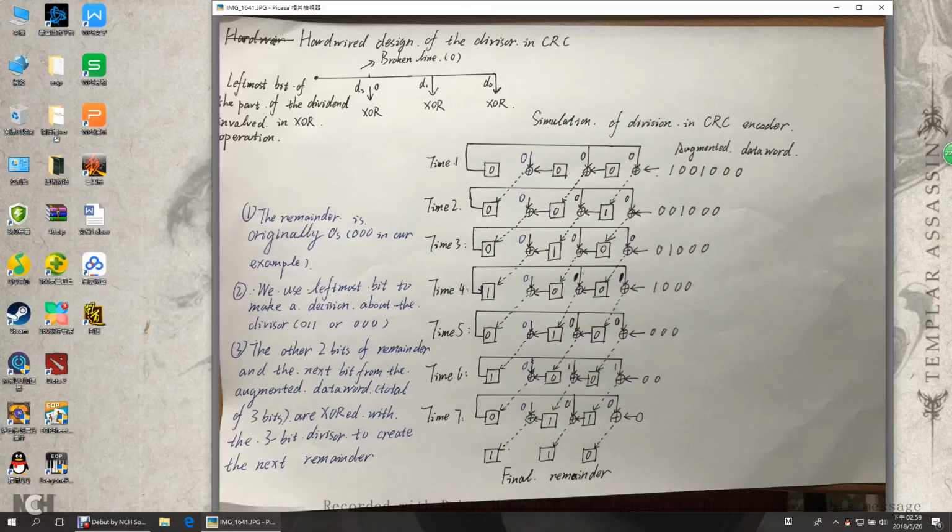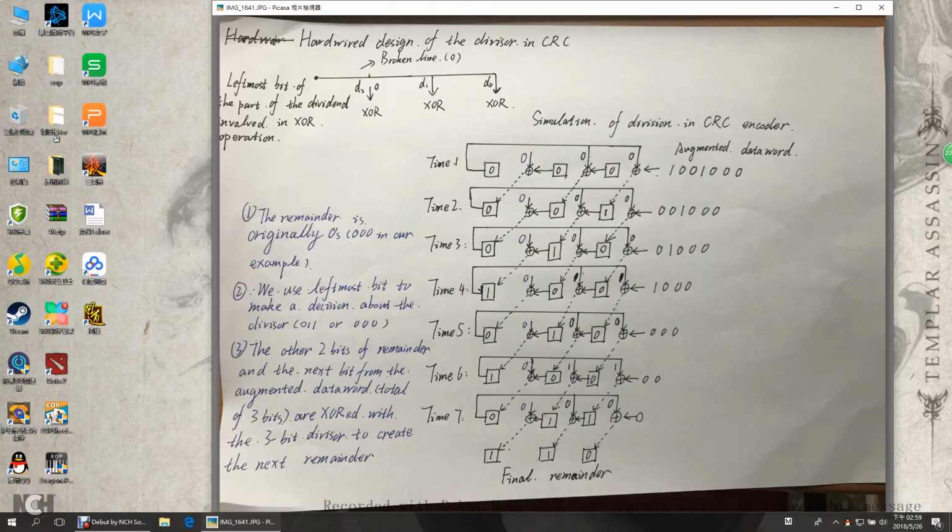At this time, the augmented data word will shift, and the leftmost bit there is 0, so the 0 will XOR with this 0, and the result at time 3 is 0. So this process is like this.